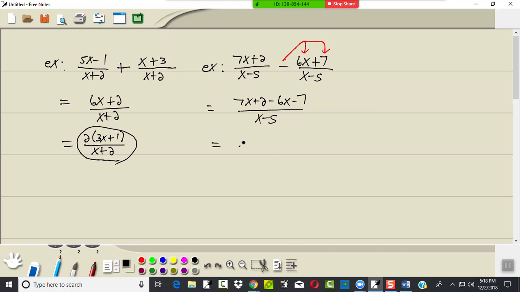7x minus 6x is x. 2 minus 7 is negative 5. This one we can actually simplify. x minus 5 over x minus 5 gives us 1. And that'd be our answer.